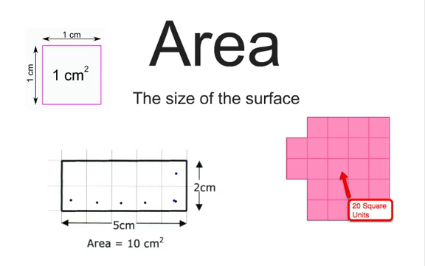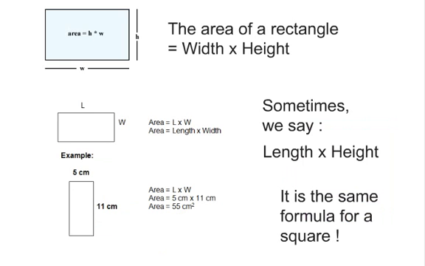And why is it a little 2 there? Square centimeters. Well, we write the exponent 2 because we're measuring 2 dimensions. Length times height. 2 dimensions.